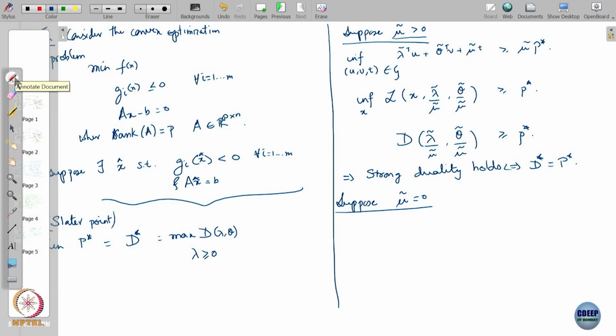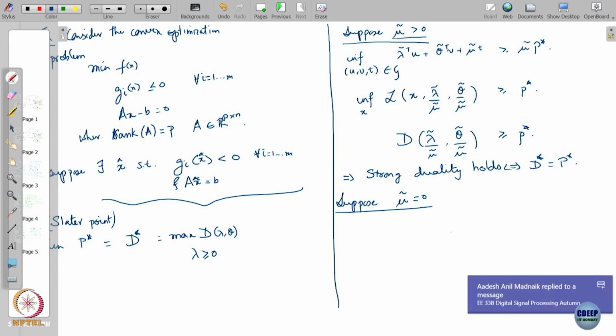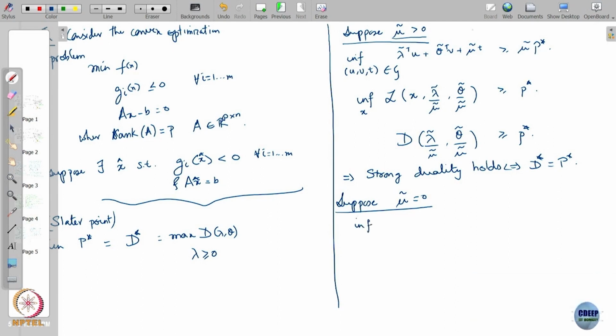Okay. So, let us look at it this way. Now suppose mu tilde is equal to 0, then what happens to my right hand side? My right hand side here becomes equal to 0 when mu tilde is equal to 0. And on the left hand side, my mu tilde times t term is also equal to 0. So, when mu tilde is equal to 0, what I am left with is something like this: lambda tilde transpose u plus theta tilde transpose v, infimum of this over (u, v, t) belonging to G.